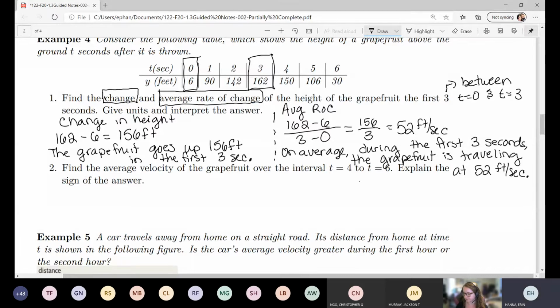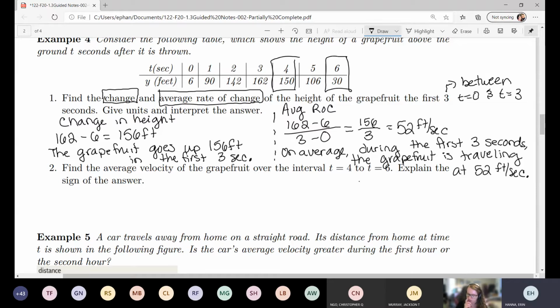So pause for a second. Okay, so say I wanted to find the average velocity of the grapefruit over the time interval t equals 4 to t equals 6 and explain the sign of the answer. Just to clarify, in part 1, I did say average rate of change, and in part 2 it says average velocity. It's the same thing. It's just using the very specific verbiage of velocity because we have a distance function. But I could still have technically said average rate of change again and been perfectly fine.